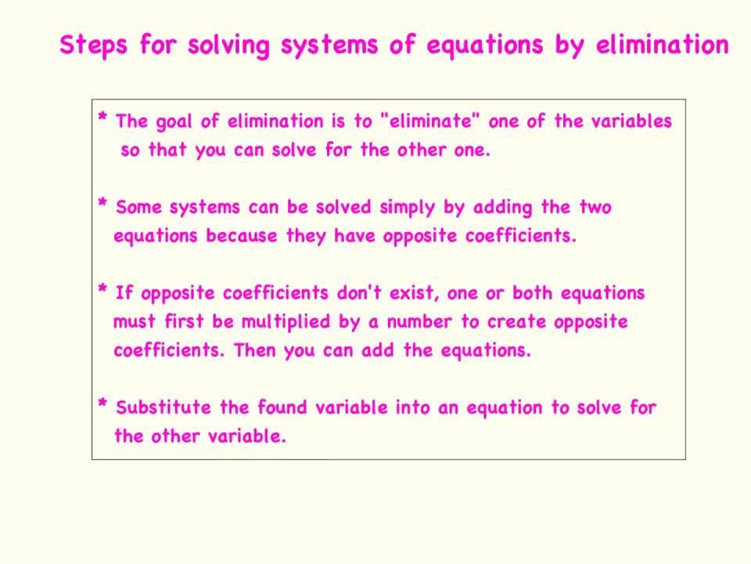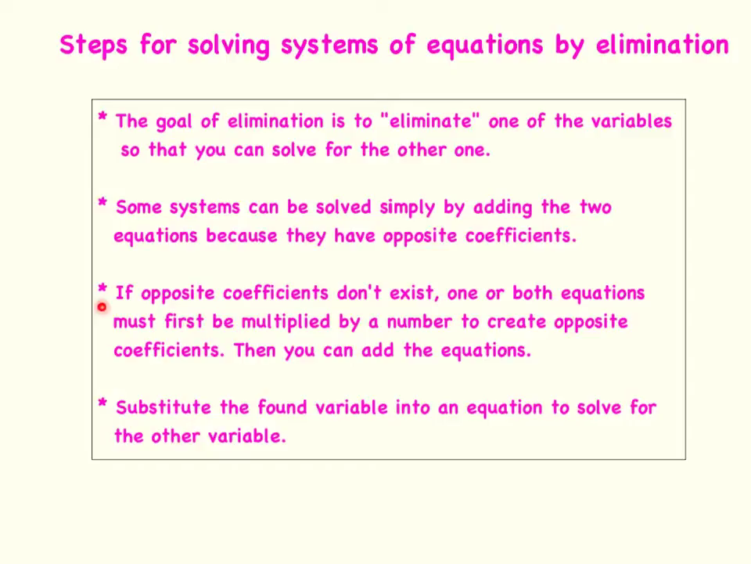There are several steps or things that you need to remember when using the elimination method to solve a system of equations. One thing you need to understand is the goal of elimination is to eliminate one of the variables so that you can solve for the other one. Another thing to know is that some systems can be solved simply by adding the two equations together because they have opposite coefficients.